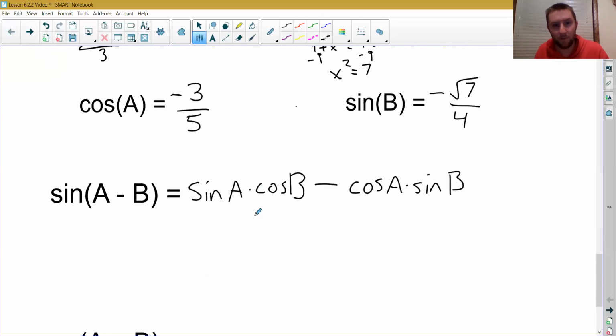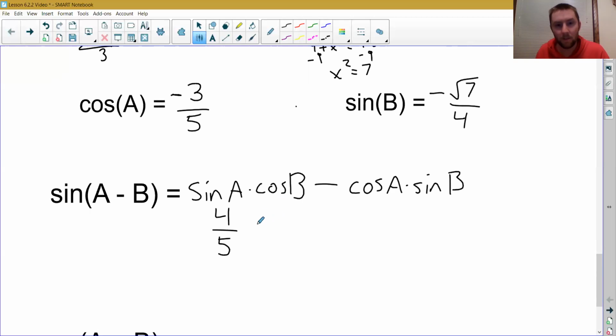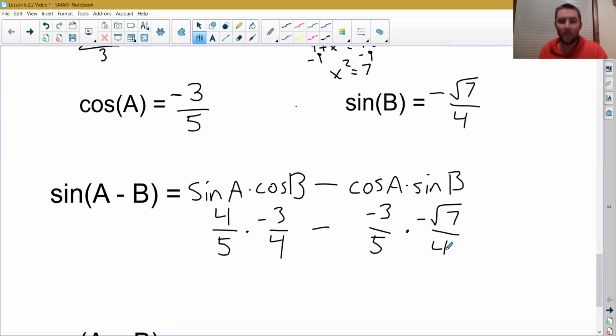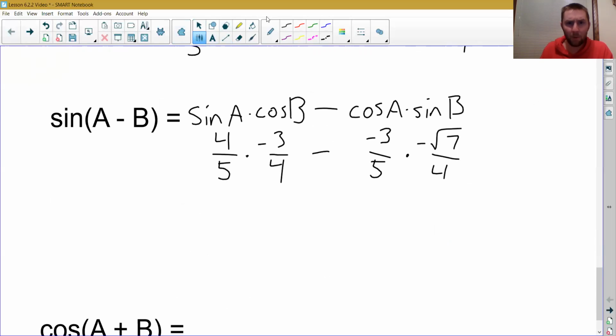So the sine of A I know is 4/5. The cosine of B I know is negative 3/5. No, sorry, the cosine of B is negative 3/4. So multiply that by negative 3/4. Okay, and then I'm going to minus cosine of A, which is negative 3/5, multiplied by the sine of B, which is negative radical 7/4. So now if I do each of these multiplications, the denominators are both going to be 20, I believe, right? 5 times 4 is going to be 20, and over here, 5 times 4 is going to be 20.